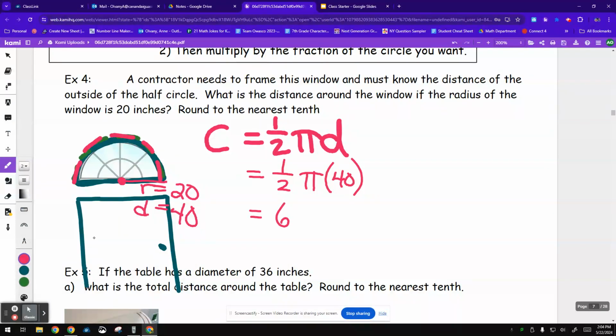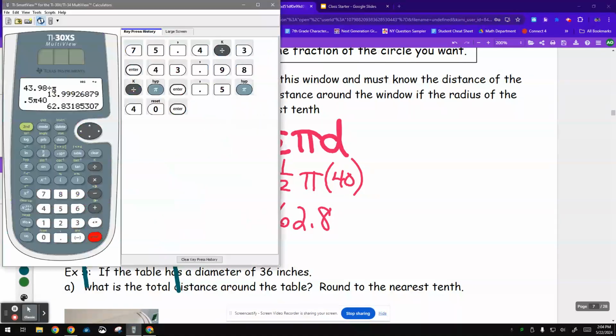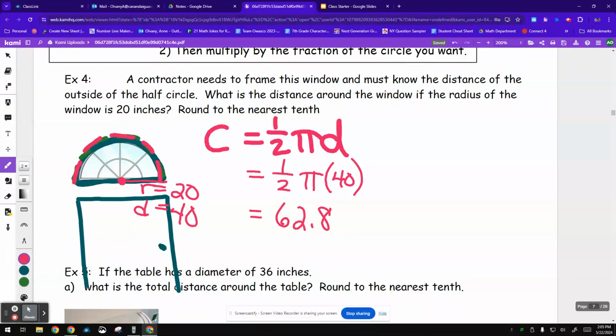You good with that? I did round. 62.8. Okay. Now, this is a tough question. I hope you're ready. Is that the distance around this entire window? No, what's missing? This, 40. That's the diameter of the circle. So now we're going to add 40, 102.8 inches.